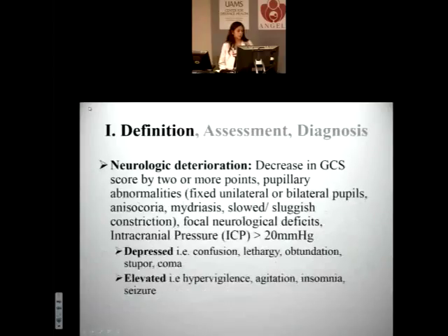Now, neurological deterioration, this is really the big key in the definition for altered mental status in the brain injury population. So this is a decrease in your Glasgow Coma Scale score by 2 or more points. So it doesn't matter where you are on that scale or what your premorbid function is, it is a decrease in your score by 2 or more points.